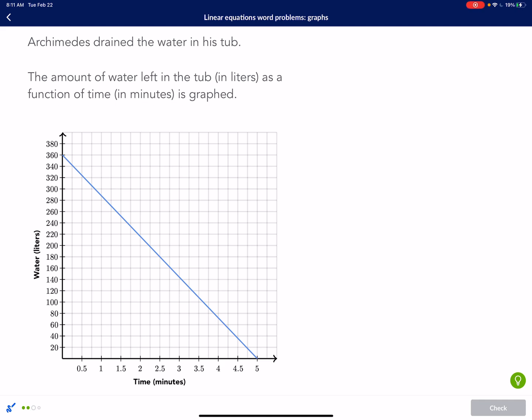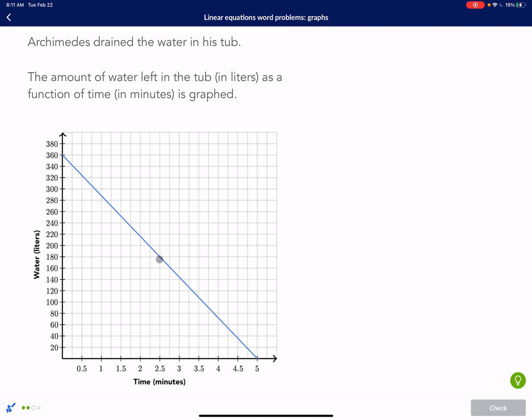Hello everyone, today we will take a look at linear equation problems, looking at graphs. So Archimedes drained the water in his tub. The amount of water left in the tub in liters as a function of time in minutes is graphed. As you can see, in 1 minute, it's drained about this much. We don't know exactly what that point is, because we're not given the specifics, since it's not in the corner of a square.